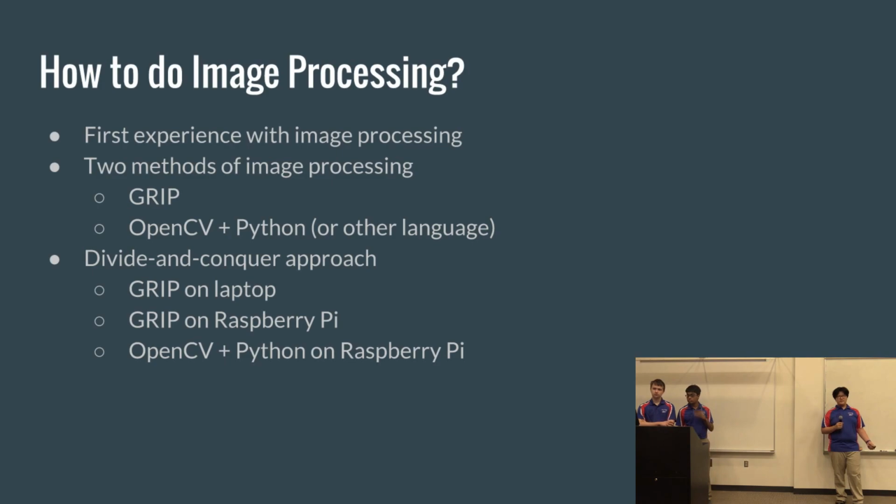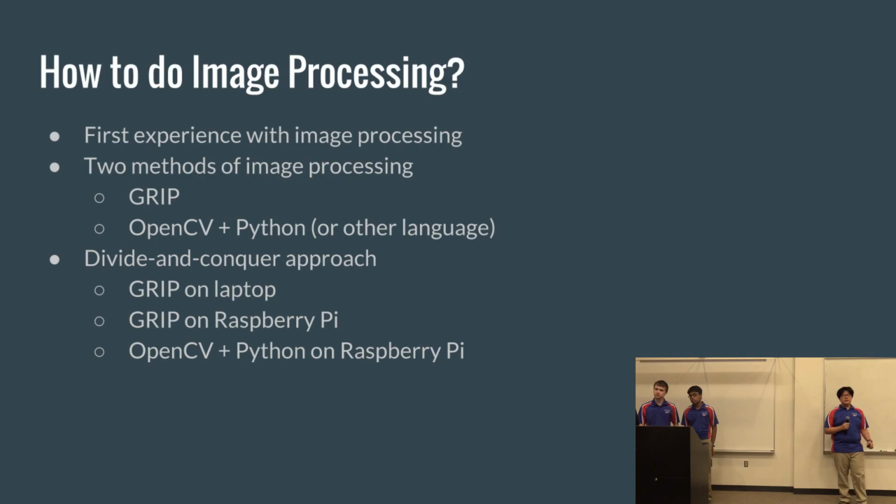Well, there's basically two main methods of doing image processing for this season. One was using GRIP, which was the software that FRC provided in order to actually do image processing. And the other version was we could try building it ourselves using an image processing library such as OpenCV and some programming language, in this case Python. This was really our first time doing image processing on this scale and this sort of complexity. So when we were researching how we could do image processing and implement it, we took a divide and conquer approach.